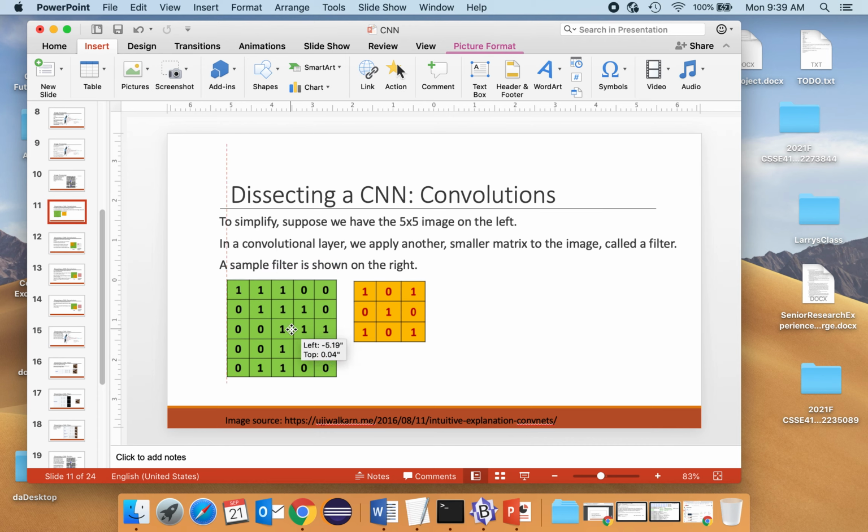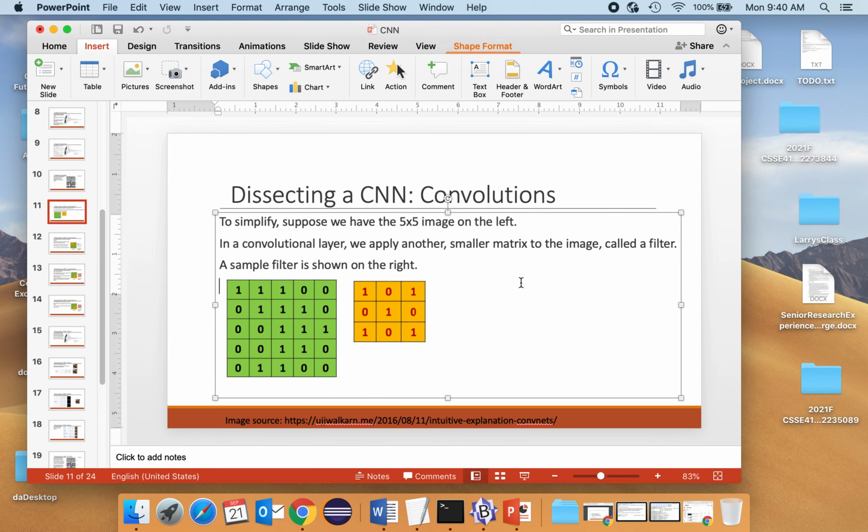Then we multiply this one with this one, it gives us an output. Then we move over by 1 bit to the right and we apply it to this portion. And again, that gives us some output. And then we move over to this one here. And when we're done with this row, we move down one row to over here. So that's what we do.